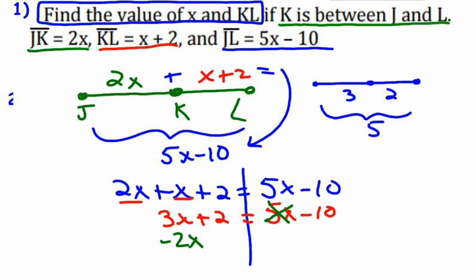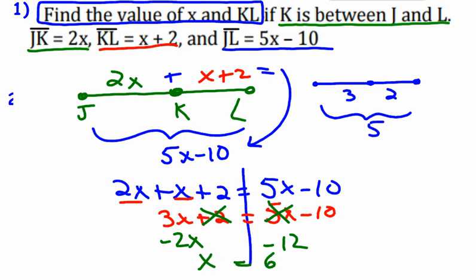Okay? Then I'm looking at my numbers. I want to get rid of my positive 2 on the left side, so I'm going to have to subtract 2 from both sides. When I subtract 2 from my left side, this will go away. When I subtract 2 from my right side, that will give me negative 12. Now I have to divide both sides by negative 2, so I have x is equal to 6.